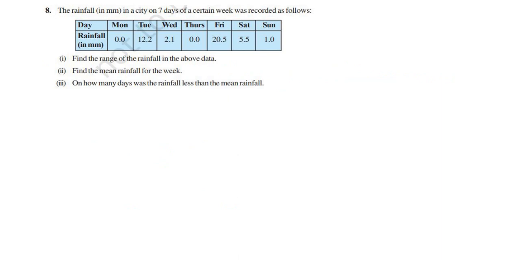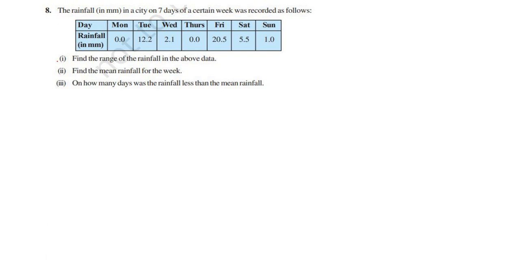Now moving to the next question, which is question number 8. In question number 8, rainfall in mm in a city on 7 days of a certain week was recorded, and the data is given as on Monday 0 mm, on Tuesday 12.2 mm, and so on. So the data for 7 days is given, the rainfall, and we have to answer these questions.